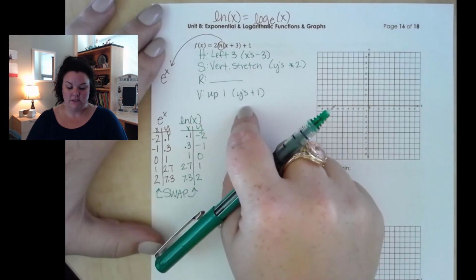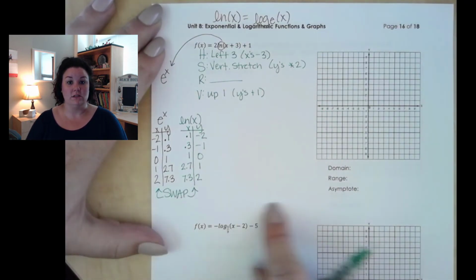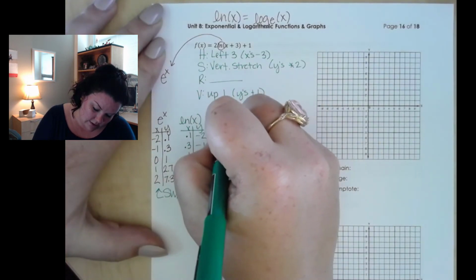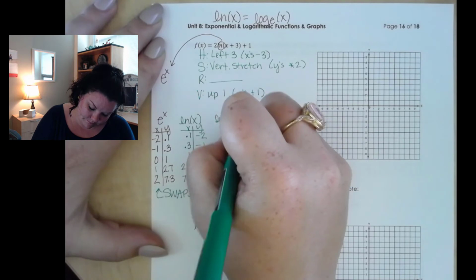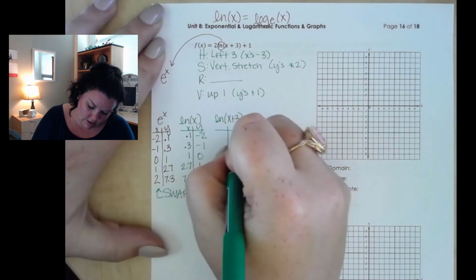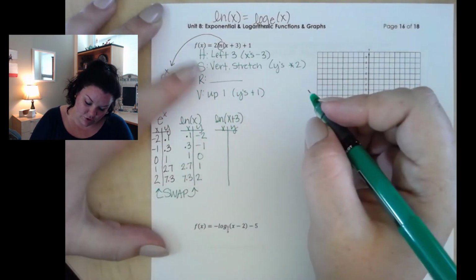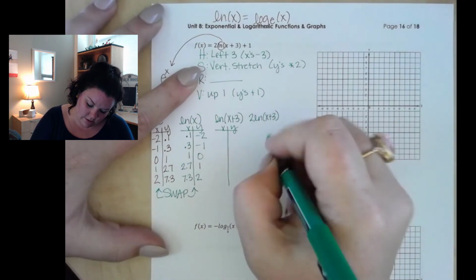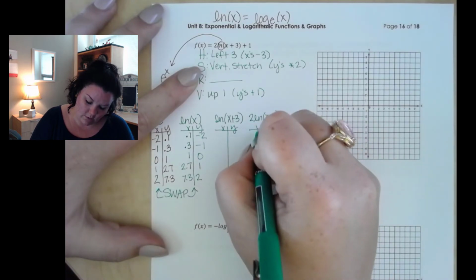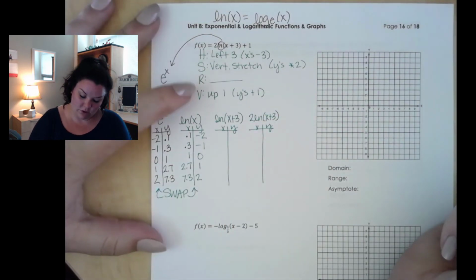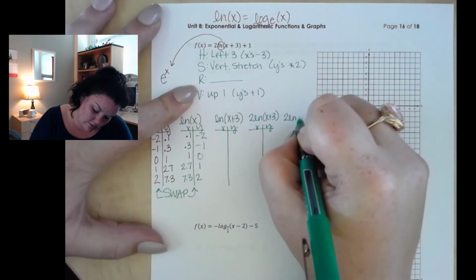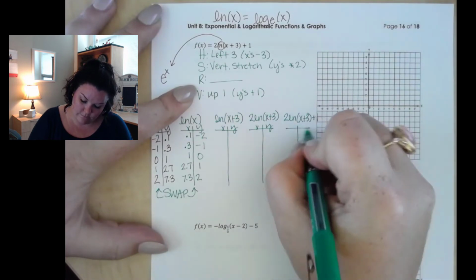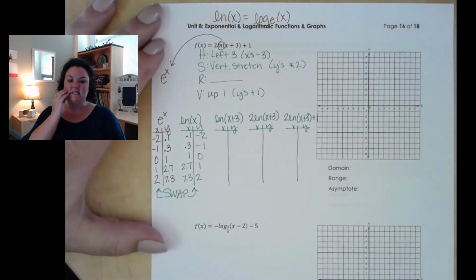Okay, so now I have my starting log table, and now I can make additional tables to do my 3 shifts. So I'm going to go ahead and write out my 3 tables, and then I'll go back and do the actual shifts. So I'm going to do my horizontal shift, which will make this ln of x plus 3. So I need a table for that one. And then I have my vertical stretch. So now it will look like 2 ln of x plus 3. So I need my table for that one. And then I have my vertical shift. So that will look like 2 ln of x plus 3 plus 1. Okay. Squeezed it in there.